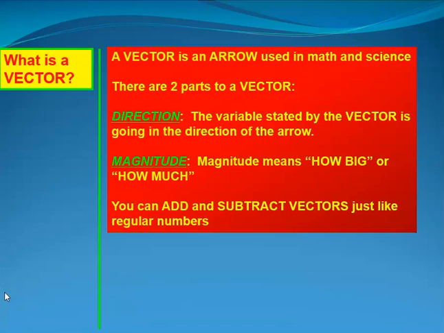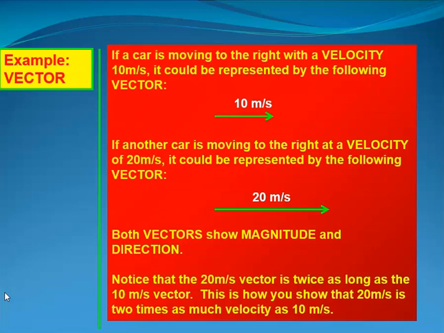So in a one-dimensional sense, you can add and subtract vectors just like regular numbers. So if a car is moving to the right with a velocity of 10 meters per second, it could be represented by the following vector. If another car is moving to the right at a velocity of 20 meters per second, it could be represented by the second vector. So the second vector should be pointing in the same direction, but should be twice as long as the first vector if it represents twice the velocity. So both vectors show magnitude and direction. Notice that the 20 meter per second vector is twice as long as the 10 meter per second vector. This is how you show that 20 meters per second is 2 times as much velocity as 10 meters per second.